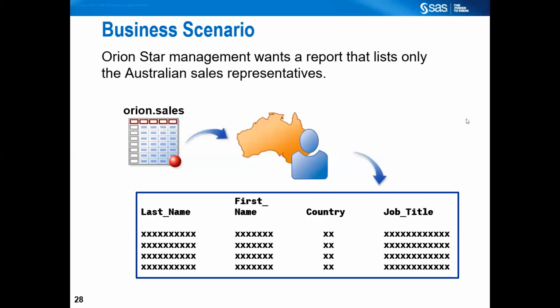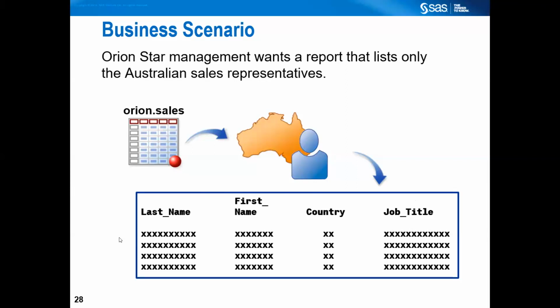Now let's understand a business scenario. Orion Star Management wants a report that lists only the Australian sales representative data. What is an Australian sales representative? It means country should be Australia and job title should be sales representative, and the columns in the output are first name, last name, country, job title.